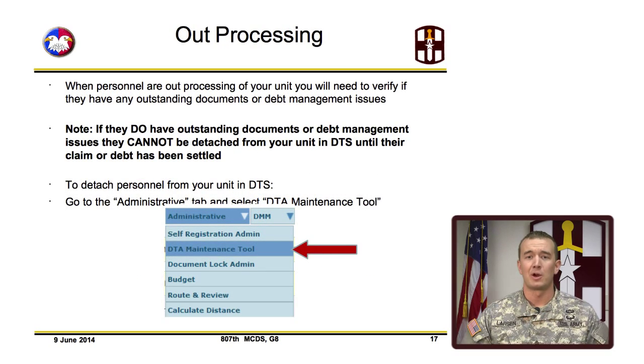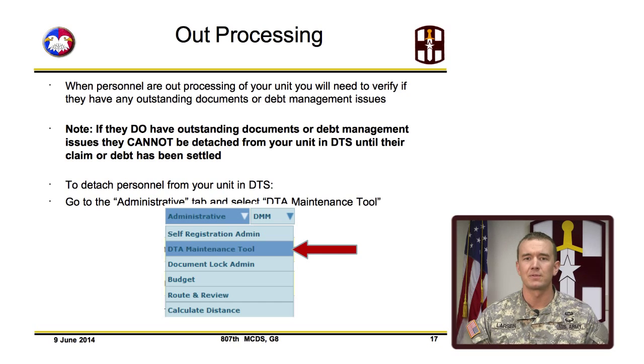When personnel are out processing of your unit, you will need to check if they have any outstanding documents or debt management issues. If they do have outstanding documents or debt management issues, they cannot be detached from your organization in DTS until their claim or debt has been settled.